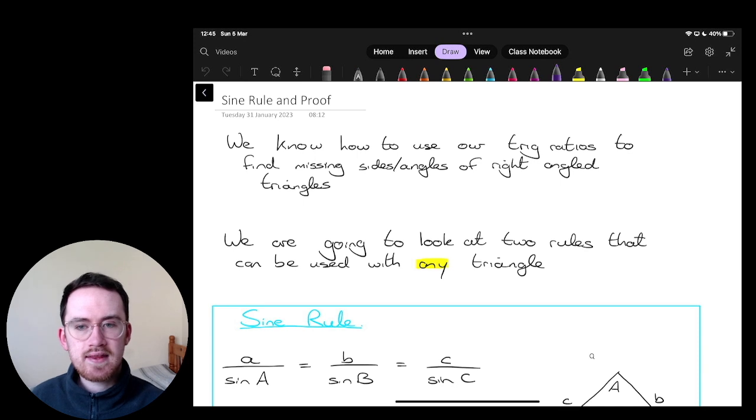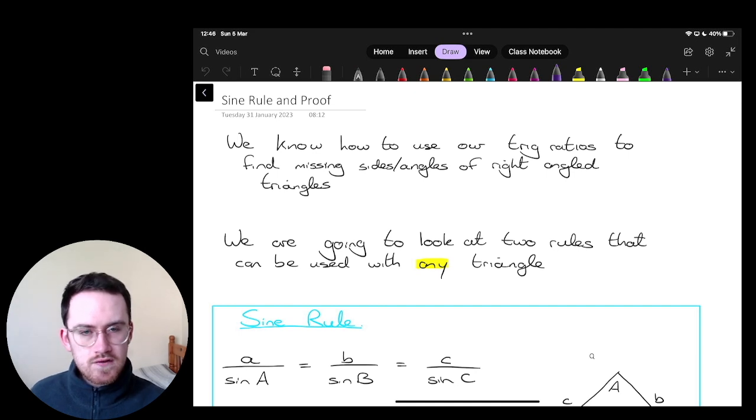Look at the sine rule, and we're going to do the sine rule and the proof of the sine rule, and then look at the area of a triangle as well using your kind of trig rule, I suppose. So we're going to look at those three things for today.